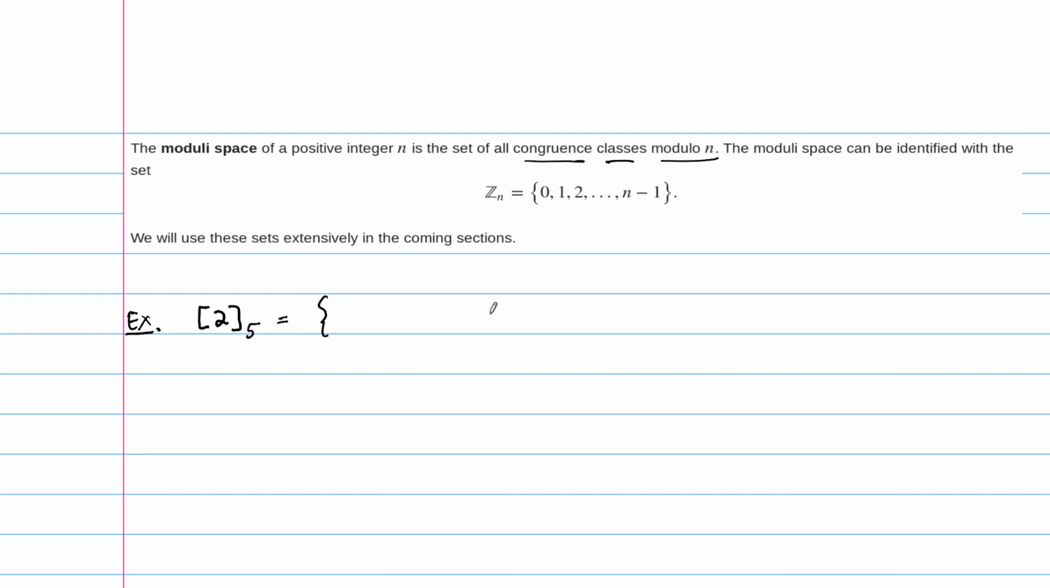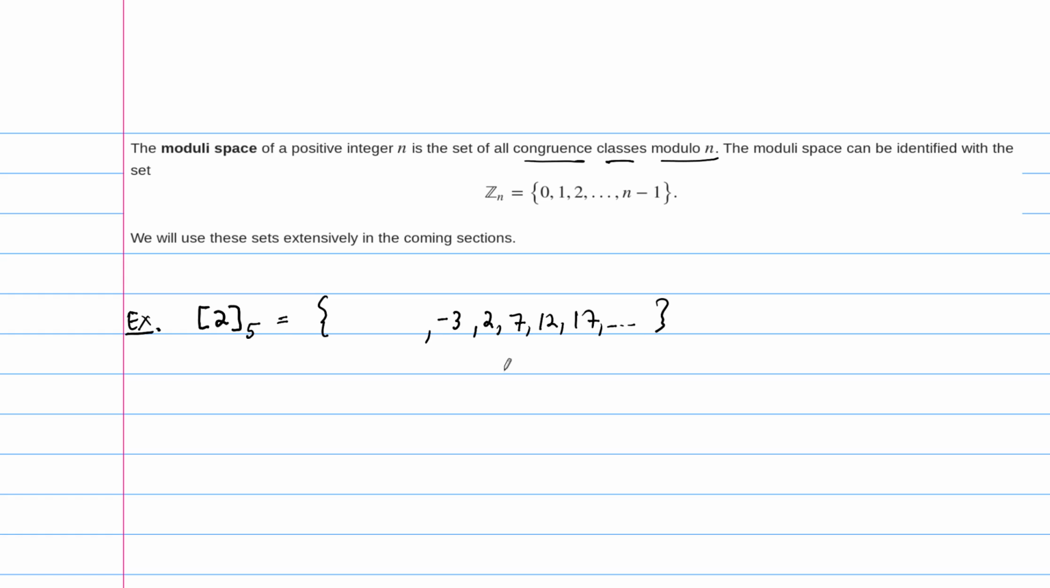So let's start in the middle here. 2 is obviously one of them. It's the representative that we use to define the class. 7 is one of them, 12 is one of them, 17, etc. But we can also go in the negative direction. So negative 3 has a remainder of 2 when divided by 5, using the division algorithm to divide by 5.